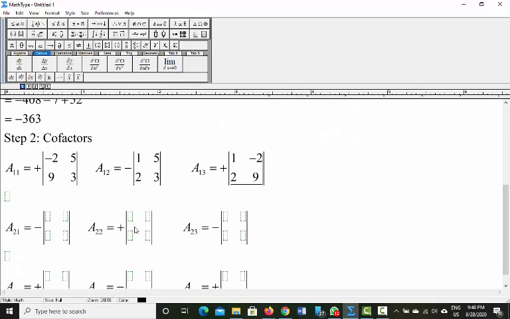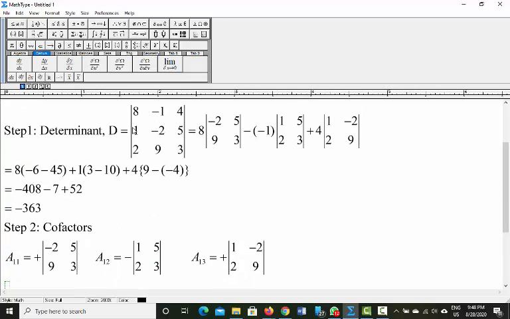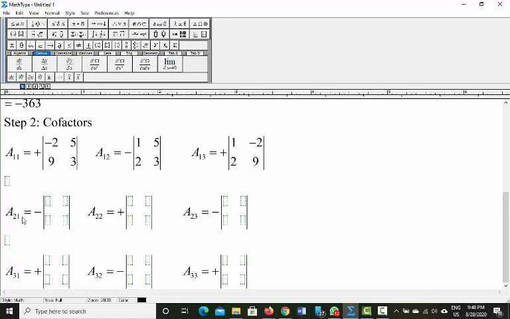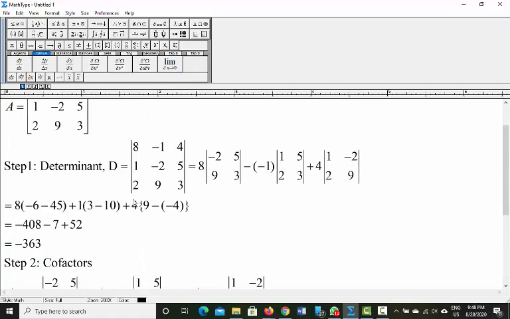Now we want to find the cofactor of the second row, first column. That means this one. As usual, we will ignore the second row and we will ignore the first column. This is in the second row, so we ignore the second row, and this is in the first column, so we ignore the first column.